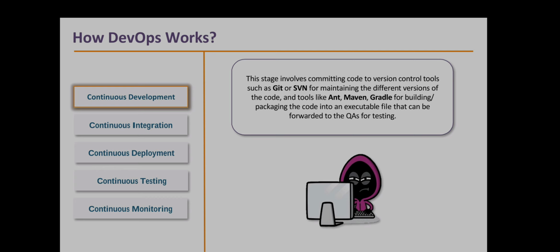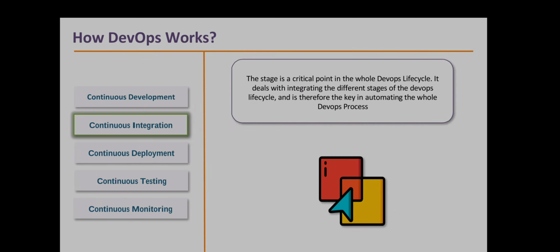So what it says, after committing the code into Git or SVN, by using the tools like Ant, Maven, Gradle, it will build that code. After that, after building that code, that build will be packaged, and it will become an executable file. So that will be forwarded to quality analysis. This is how continuous development works.